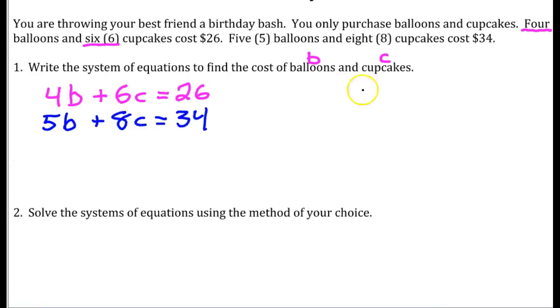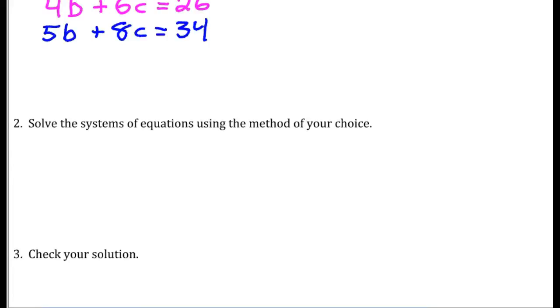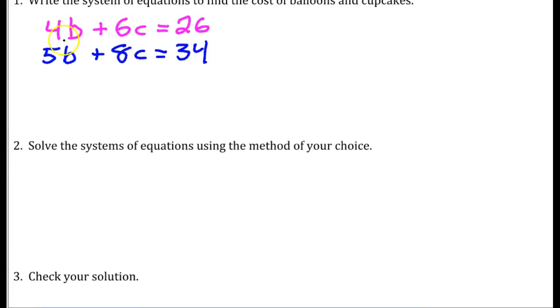Step 1 just says to write the equations, and step 2 says go ahead and solve them. So we can figure out what do we want to cancel out, the B's or the C's? What's the smallest number that 4 and 5 go into? What's the smallest number that 6 and 8 go into? I think 20 is the smallest number that 4 and 5 go into, and 24 is the smallest number that 6 and 8 go into. So I'm going to go with the smaller number. So I want to eliminate the B's.